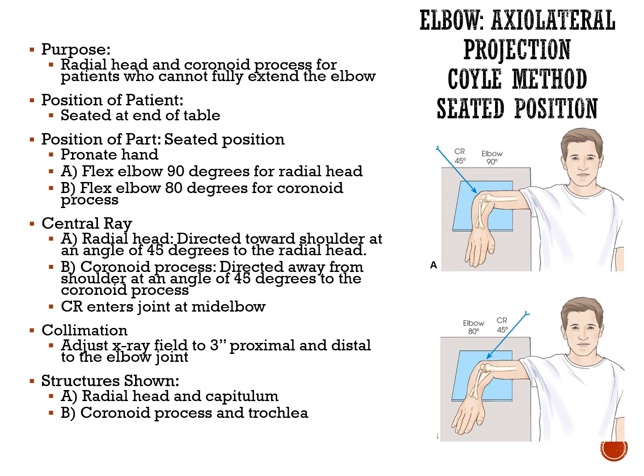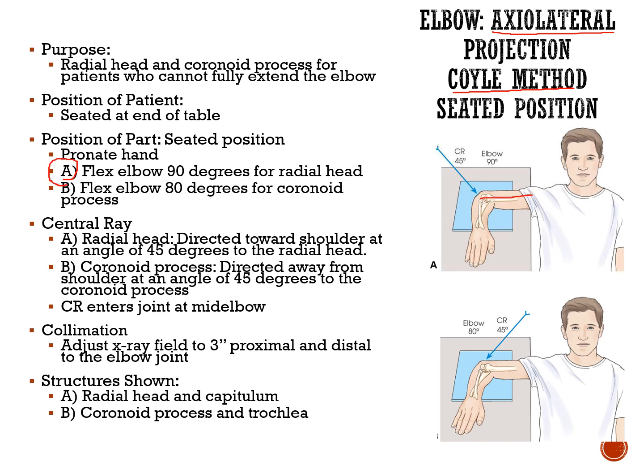Now there are two projections that can be performed in place of the obliques. These are the axiolateral projections, the Coyle method. Now this is a seated position. We're going to start off with this top one, with letter A. We're going to pronate the hand, with the patient seated at the end of the table.